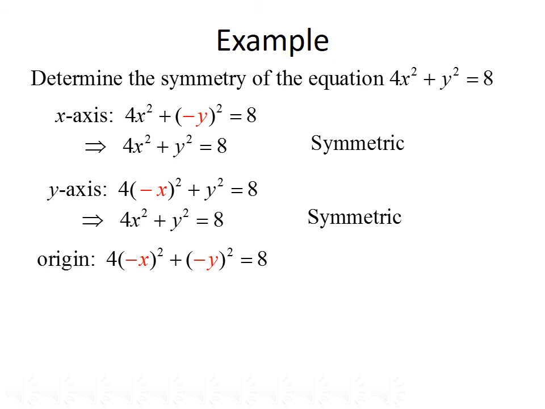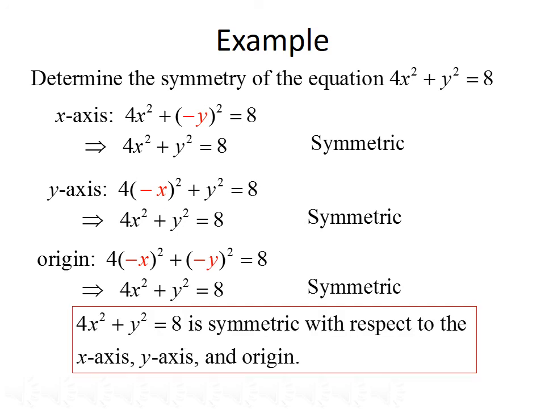We replace x with minus x and y with minus y, giving us 4 times (minus x) squared plus (minus y) squared equals 8. We simplify the equation, giving us 4x squared plus y squared equals 8. And again, since the resulting equation is the exact same as the equation we started with, we have symmetry with respect to the origin. So, the equation 4x squared plus y squared equals 8 is symmetric with respect to the x-axis, the y-axis, and the origin.